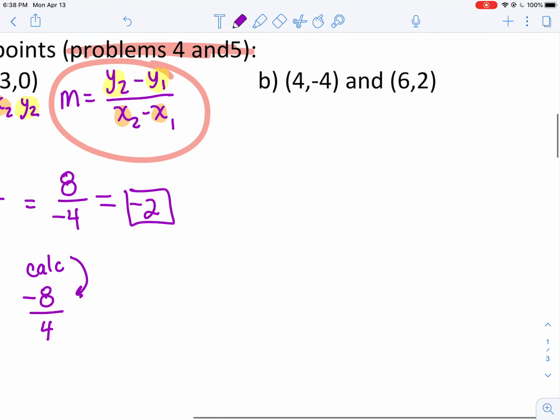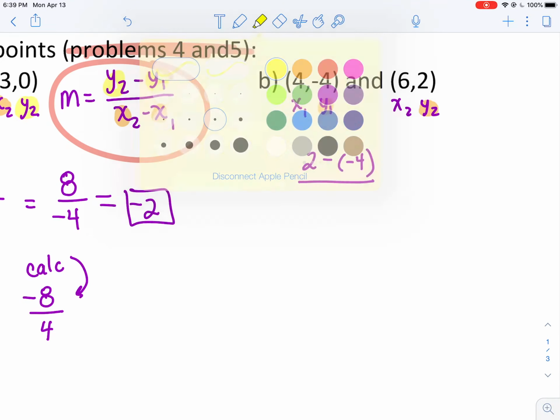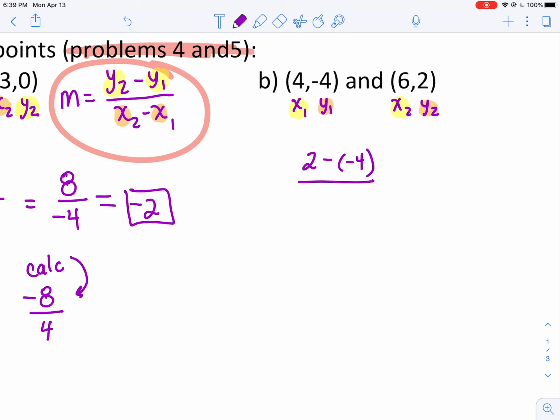Okay, same thing for question B. Let's go ahead and label our ordered pairs, x1, y1, x2, y2, and let's plug them into the formula. So the formula is y2 minus y1, or 2 minus negative 4, over x2 minus x1, or 6 minus 4. Just type left to right into your calculator. 2 minus parentheses negative 4 is 6, over 6 minus 4 is 2, and simplify always. 6 ABC 2 simplifies to be 3.